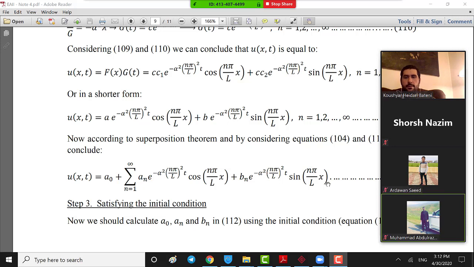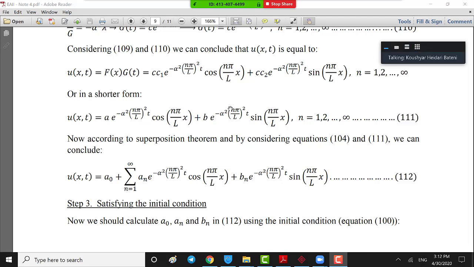Now, at the end of the second step in the process of solution for Van de Heat equation type 5, we reached something like this. We concluded that u of x and t has to be equal to a constant plus the summation of lots of exponential times cosine and exponential times sine functions, right? This was our conclusion.